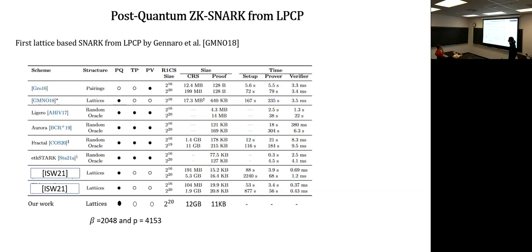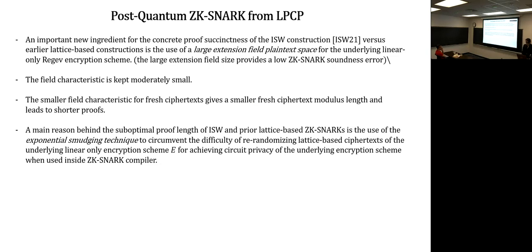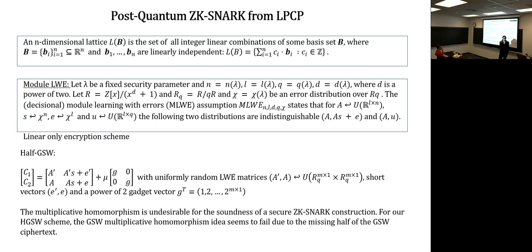The construction I presented on the previous slide was a ZK-SNARK where the security was based on pairings. And there exist already three lattice-based constructions, including our work, which are all based on lattices. So the security of the obtained SNARK is based on the security of the underlying cryptosystem. The cryptosystem we were using is a modified version of the GSW homomorphic encryption scheme.